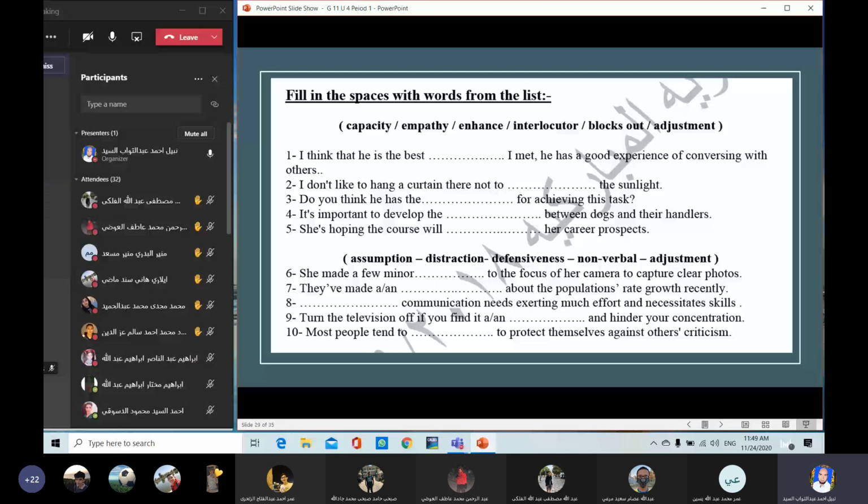I don't like to hang a curtain there not to the sunlight. Block out. Yes, block out without S. The curtain blocks out the sunlight. The curtain blocks the rays of the sun. So I don't like to hang the curtain there not to block out the sunlight. Without S. Thank you, Omar Mahmoud.